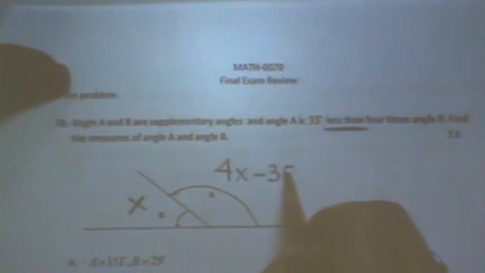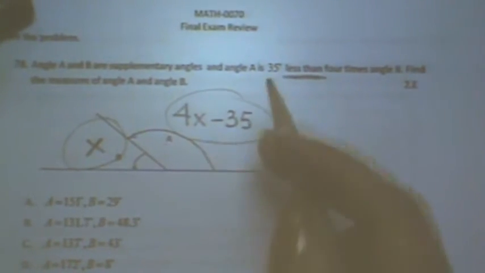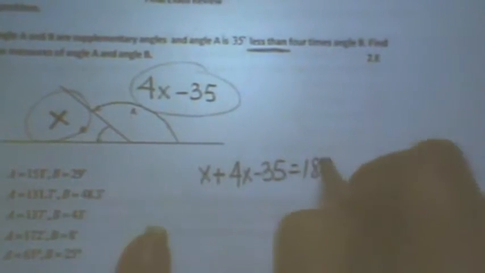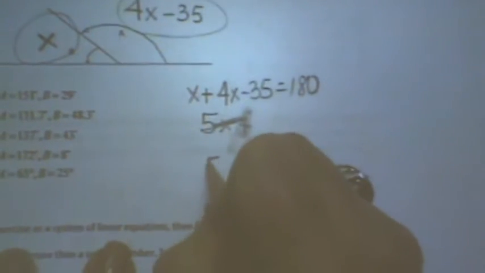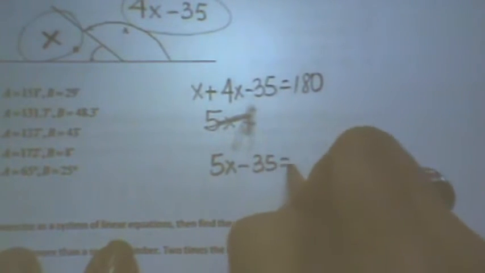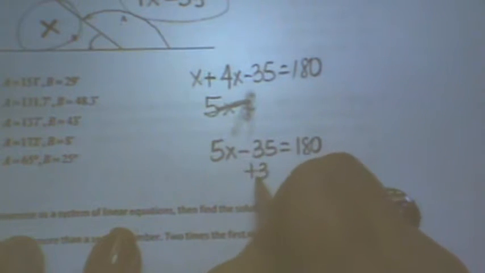But angle A is 35 less than. When you see the word than, you switch them around. It's less than 4 times, so 4x minus 35 is equal to what A is. We know that the sum of these two is 180 because they're supplementary. So we can set up x plus 4x minus 35 equals 180, which means 5x minus 35 is equal to 180. So we're going to add 35.